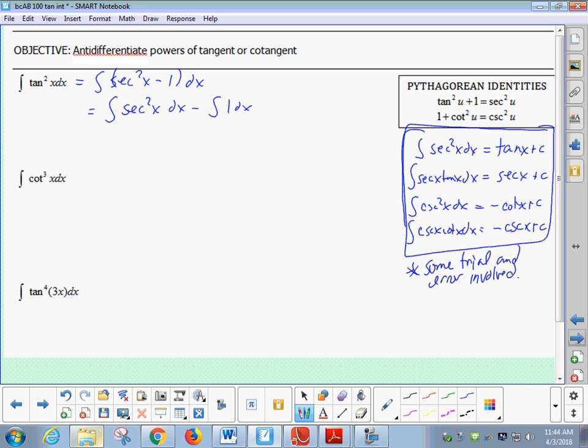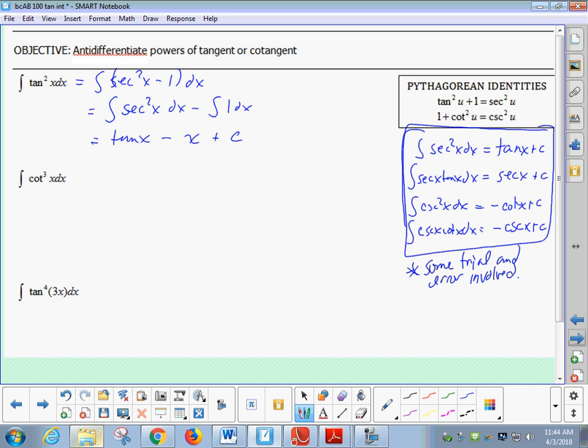Okay, so what is the antiderivative of secant squared? Tangent. And the antiderivative of what? X. Throw on a c, you don't need two c's, although there are two integrals, we just use one general c. And we're done. Is that cool? Pretty easy.